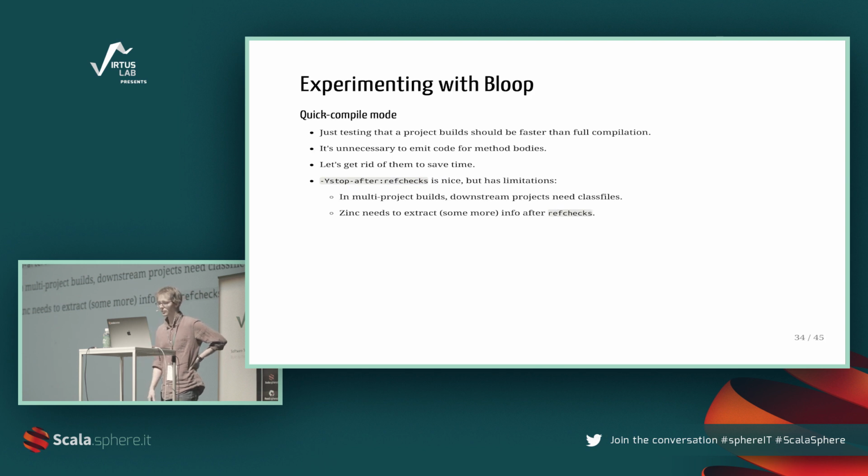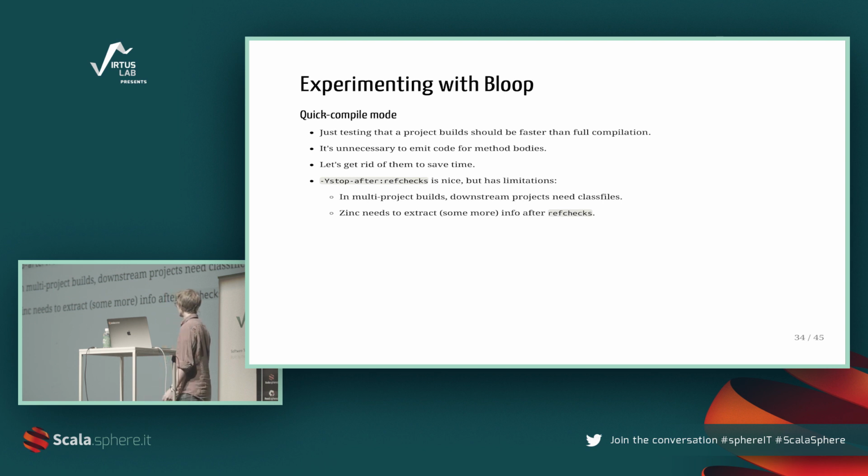The second experiment I did with Bloop was to implement a quick compile mode. So the goal is to simply check that a build can be fully compiled, but we don't. If we just want to see that it compiles and we have no intention of running tests or running the application, we don't really need to do a full compilation. We can do something simpler that would hopefully run faster. So what we'll do is just to get rid of method bodies.